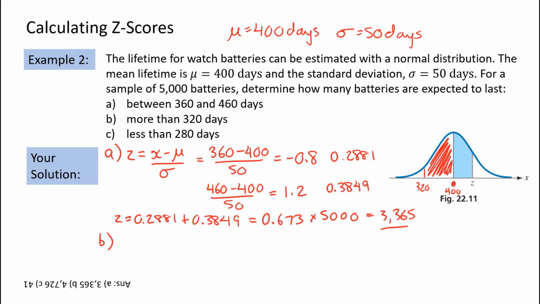But what we know is that it's perfectly symmetrical across that mean. So the other half of this is 50%, because we want to know every battery that would last more than 320 days. We know that 50% of them will, because it's on the other side of the mean. We need to use the z-score to figure out the percentage on the other side of the mean. So our z value is equal to x, which is 320, minus our average, 400, divided by our standard deviation, which is 50. If you calculate that out, you get negative 1.6.